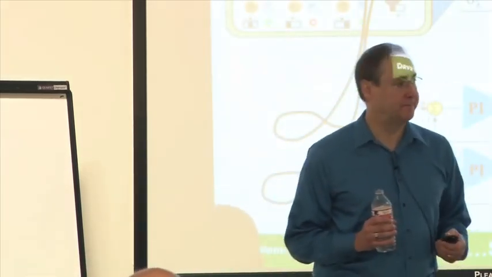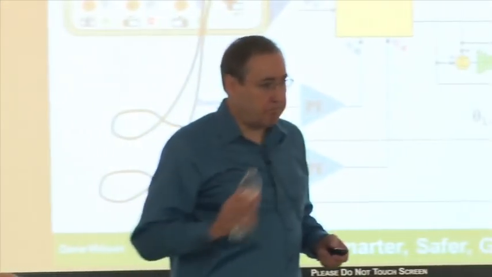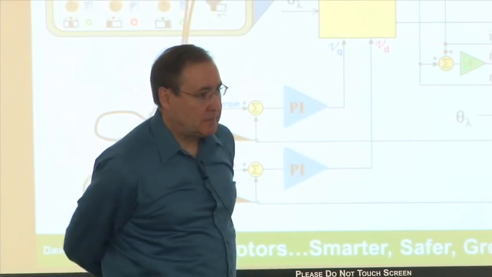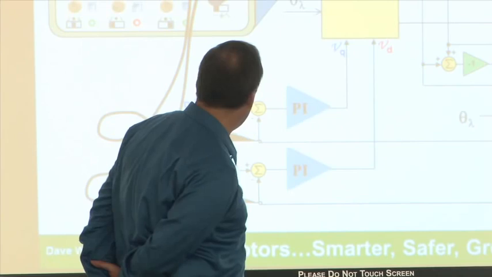That's exactly right. These are great questions. I want to make sure you ask questions on this because this is important. Yes? Since IQ determines torque and ID is 0, the diagram has a desired flux input, sort of a zero input, right? Desired flux.